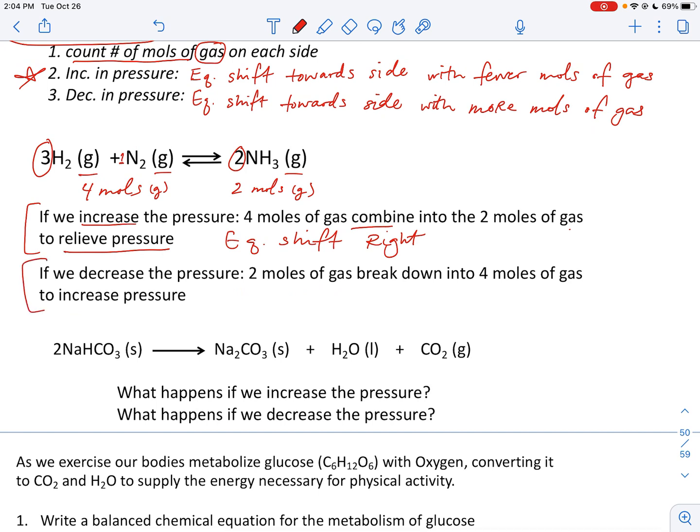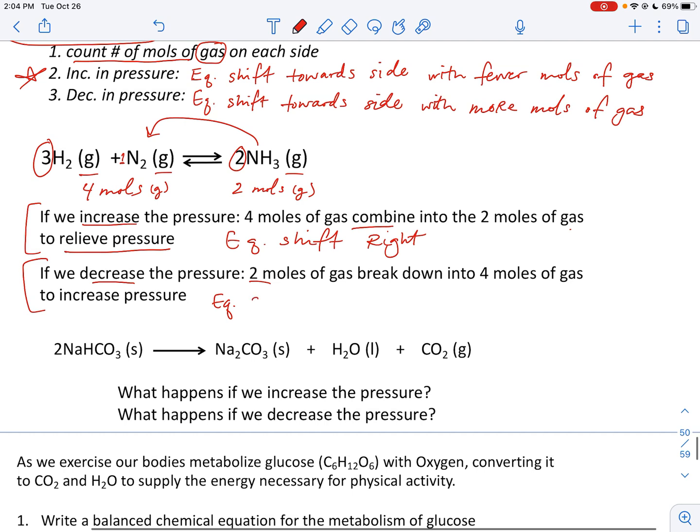Okay, next statement. If we decrease the pressure, then what's going to happen is the 2 moles of gas on the product side will break down into 4 moles of gas to restore the pressure we originally had, okay, to increase our pressure again. To do that, if we're going to go from 2 moles back to this side where it has 4 moles, equilibrium is shifting to the left.